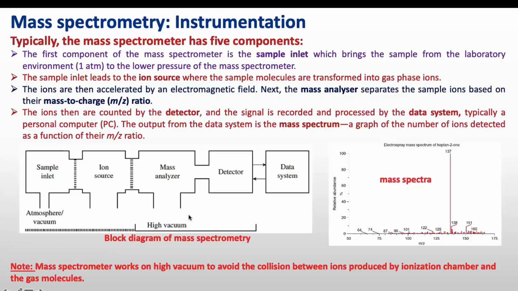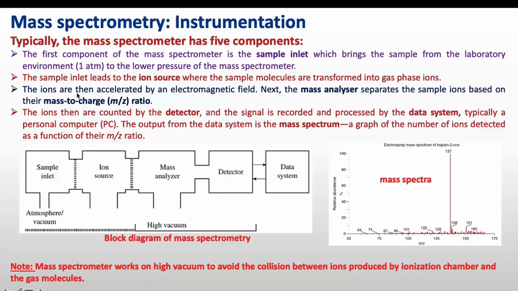Now first we will discuss the instrumentation of mass spectrometry. So typically the mass spectrometer has 5 components. The first component of the mass spectrometer is the sample inlet, which brings the sample from the laboratory environment to the lower pressure of the mass spectrometer. The sample inlet leads to the ion source, where the sample molecules are transformed into gas phase ions. That means first we have to convert all solid and liquid samples to the vapor phase.